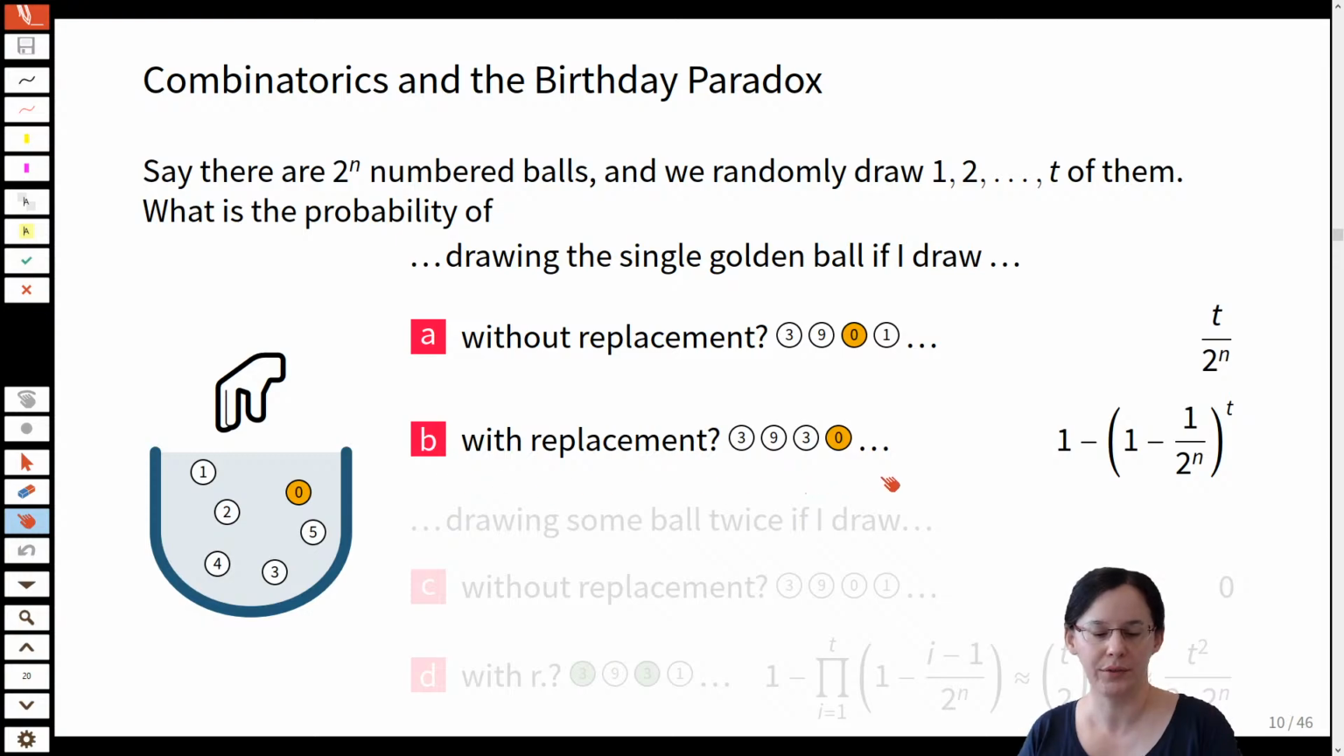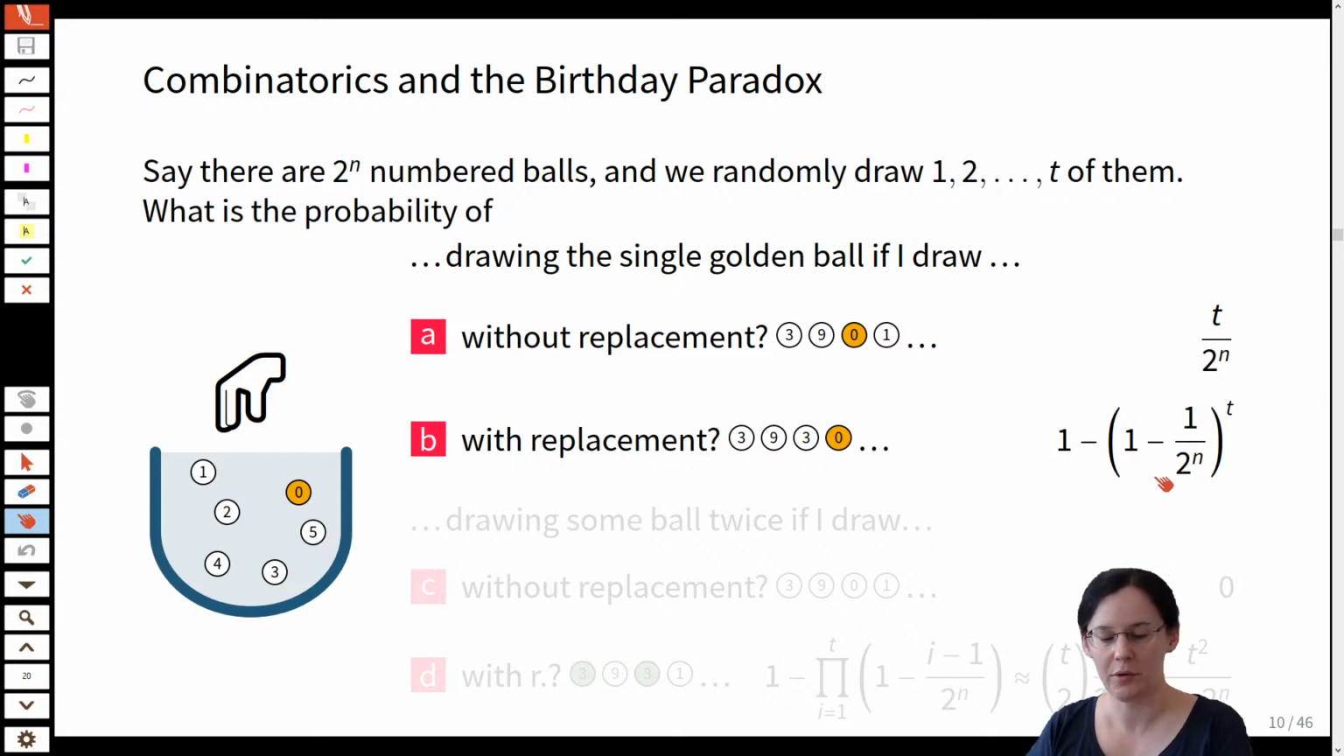What if we do it with replacement? So we take a ball, look at it, throw it back in, take the next one, and so on. Now the probability is a bit different. So to compute the probability, what is the likelihood that we have the golden ball? It's actually a bit easier to say what is the probability that we don't get the golden ball, and then just subtract it from 1. So 1 is all cases minus the cases we don't want, which are the cases where we don't draw any ball. And in order to not draw any ball, we need to not draw a ball t times in a row. So some probability needs to hold t times in a row, so something to the power t.